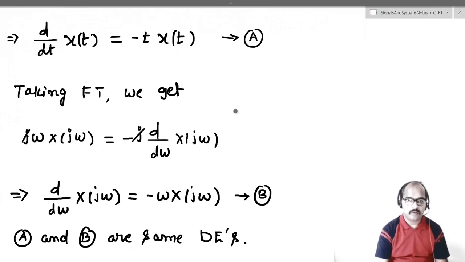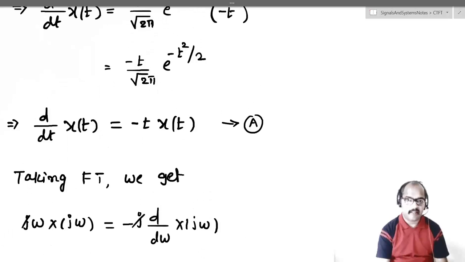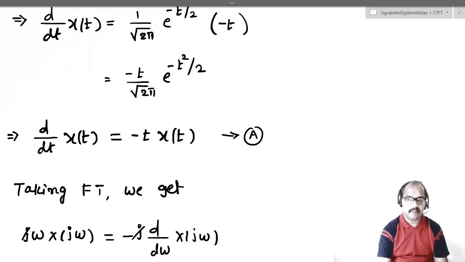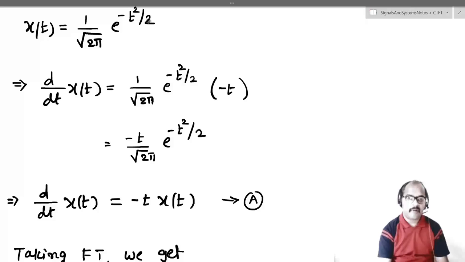Similarly, what is the solution of A? It is finding x of t. So d by dt of x of t equal to minus t x of t is a differential equation. Finding x of t, we say that is a solution. But we already know what x of t is. X of t is 1 by root 2 pi e power minus t square by 2. So this signal will satisfy this differential equation.